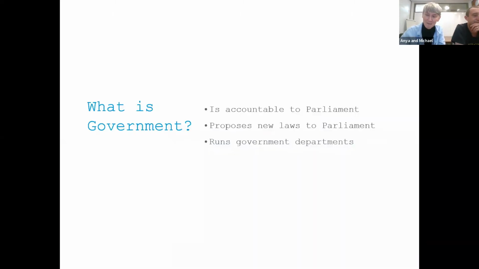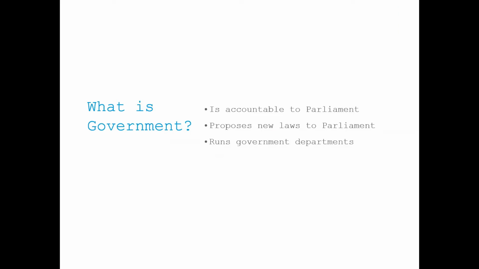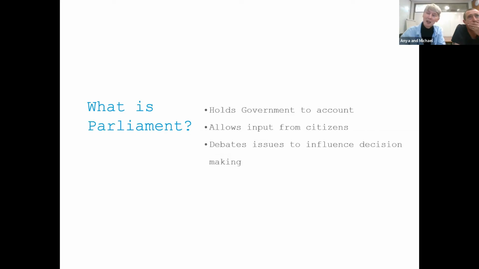What is government? So government is accountable to Parliament, and through Parliament, government is accountable to the public. Government proposes new laws, and they run departments from DEFRA to the Home Office. Parliament, on the other hand, is mainly there to hold government to account. It allows input from citizens and it debates current issues in order to influence both government and wider society.